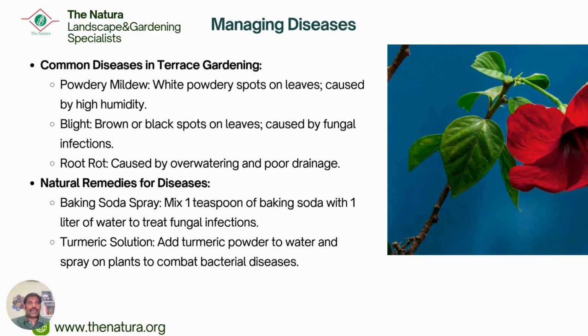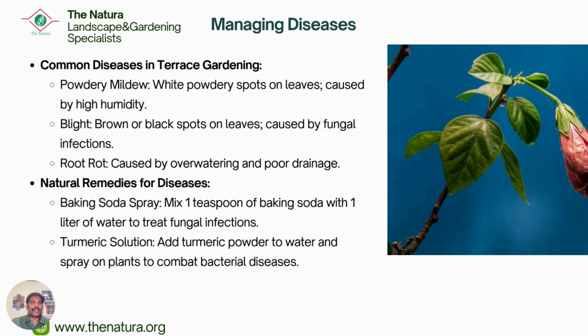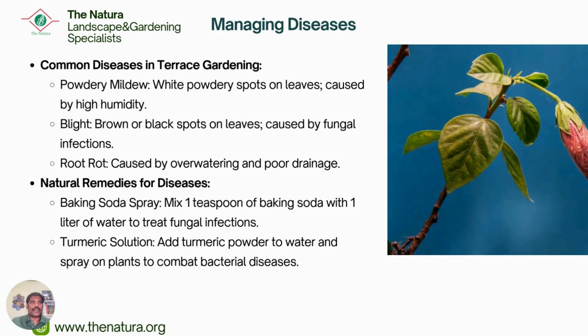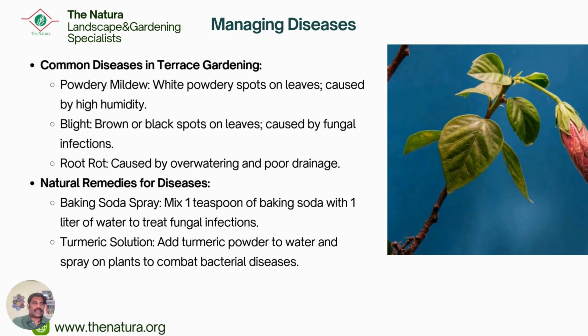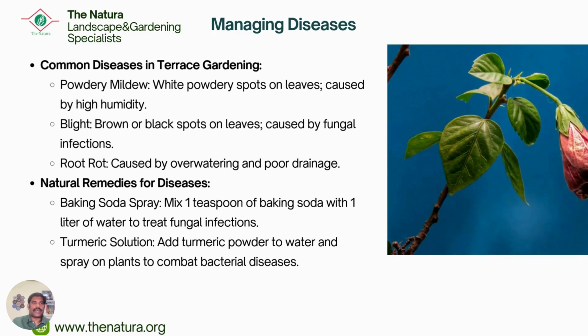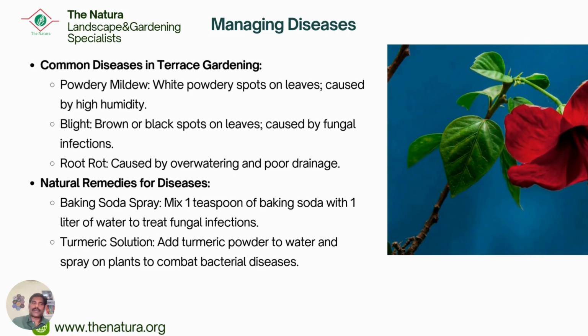Blight: brown or black spots on leaves caused by fungal infection. You can see blight symptoms also, I will show. And root rot is caused by overwatering and poor drainage. We have already seen this in water management: if you have proper water management, we will control it. We already addressed that.